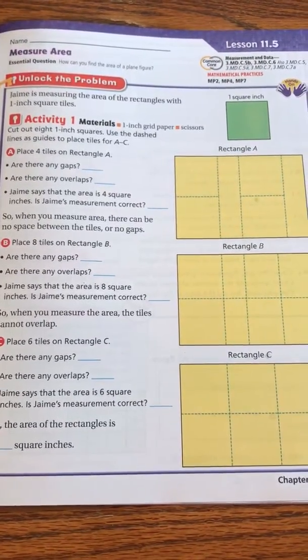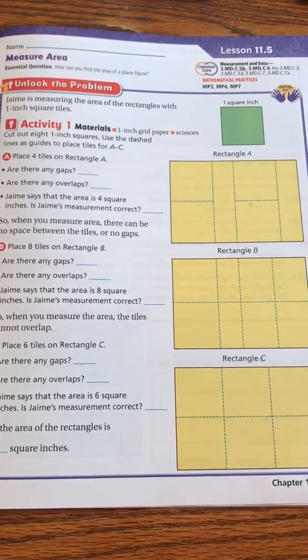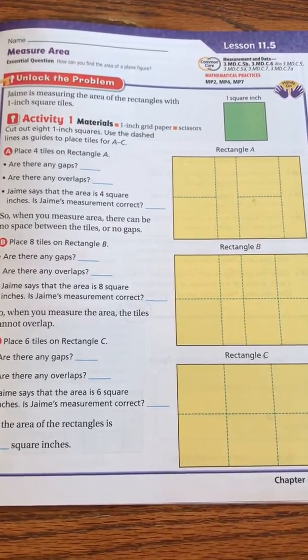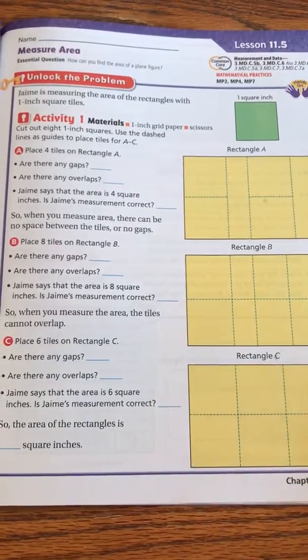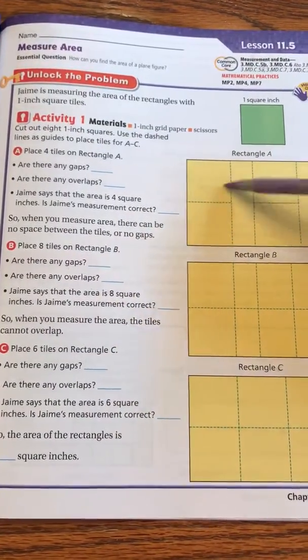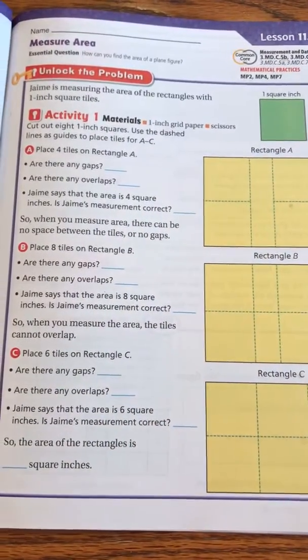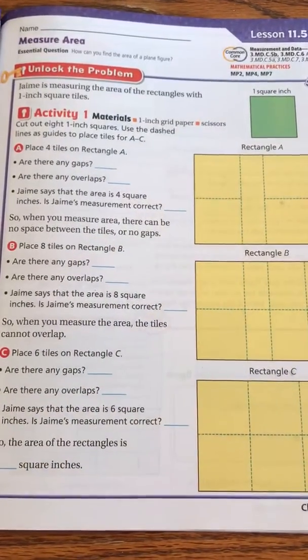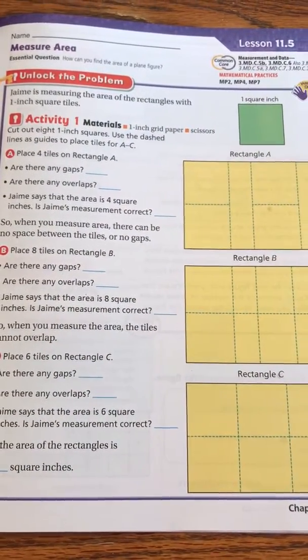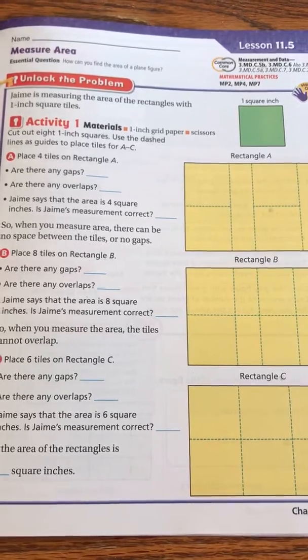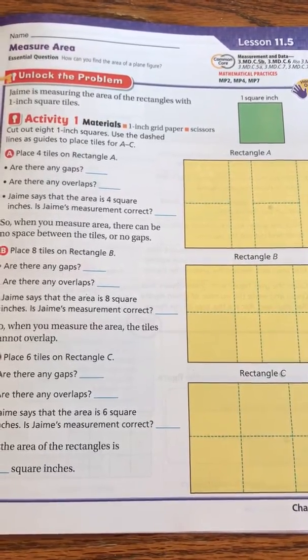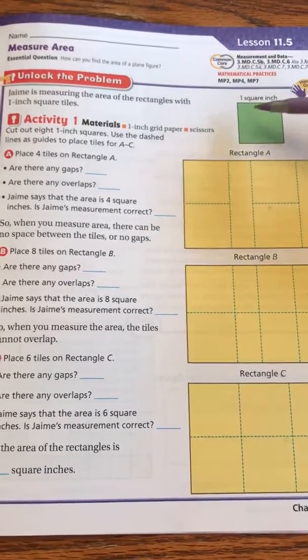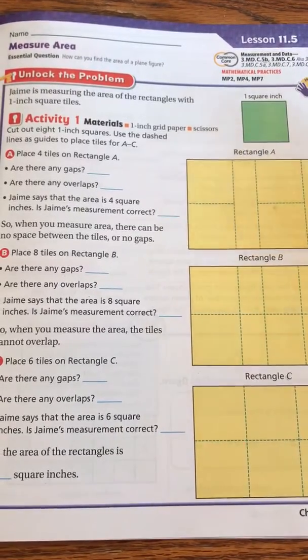Today we are going to look at lesson 11.5 and we are still measuring area. Remember that area is the space inside a shape. So if we look at this page right here, we're going to unlock the problem. It says Jamie is measuring the area of rectangles with 1-inch square tiles. They show you up here, here's a 1-inch square tile.